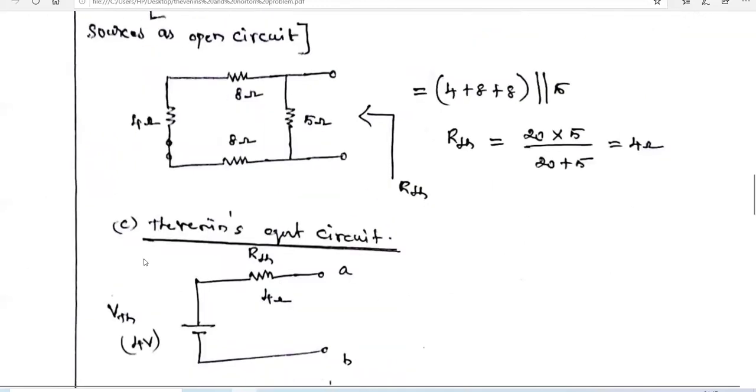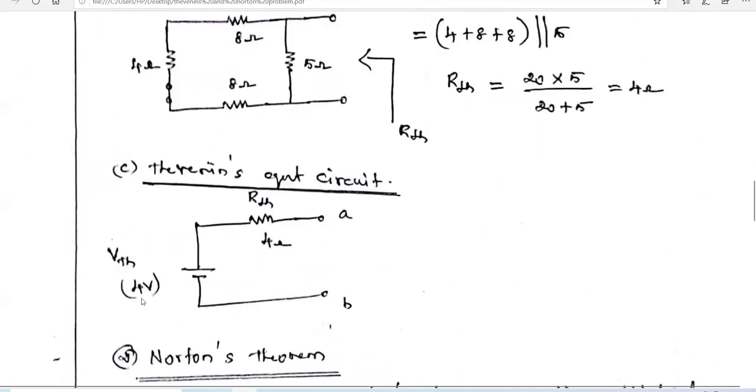The third step is to draw the Thevenin's equivalent circuit. According to Thevenin's theorem, any complex circuit can be replaced by only two components. What is the first component? The VTH, Thevenin's voltage source, in series with Thevenin's resistance.